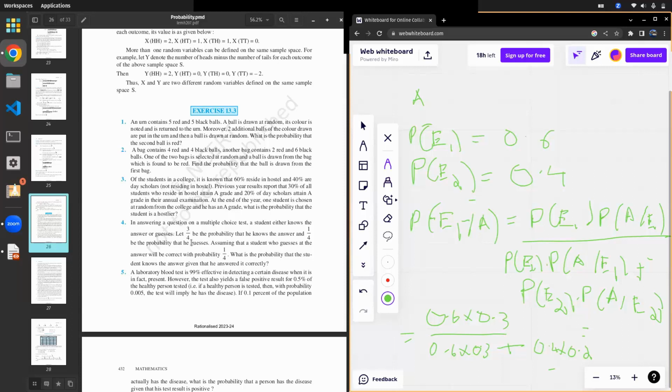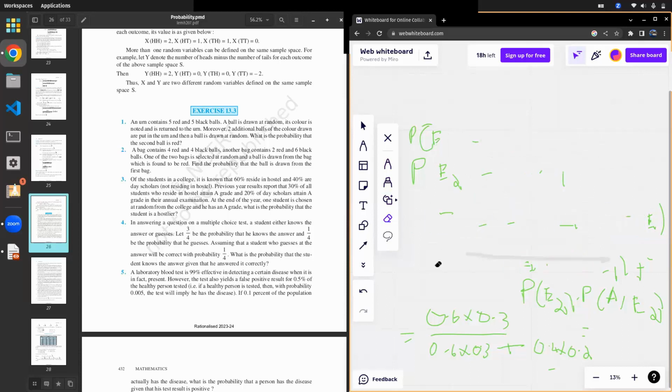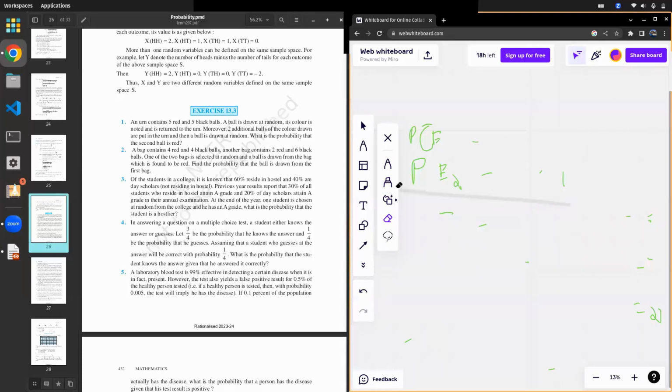In answering a multiple choice question, the student either knows the answer or guesses. Let 3 by 4 be the probability of the student knowing the answer and 1 by 4 be the probability he guesses. Assuming that the student who guesses the answer will be correct with probability 1 by 4, what is the probability that the student knows the answer given that he answered it correctly?